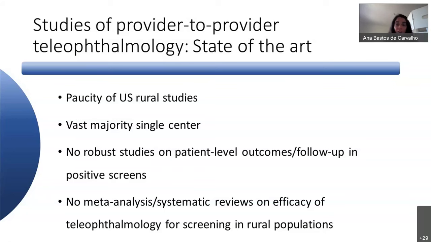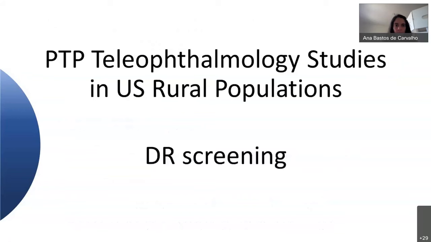And finally, we don't have any meta-analysis or systematic reviews on the efficacy of teleophthalmology for screening in rural populations, which is just a natural conclusion from what I mentioned previously. It's very difficult to do a meta-analysis or even a systematic review when there are so few studies. Next slide, please. So next I'm going to show you the only studies that currently exist on provider-to-provider teleophthalmology in U.S. rural populations, and they're all, as I mentioned before, on diabetic eye screening, the diabetic retinopathy screening.